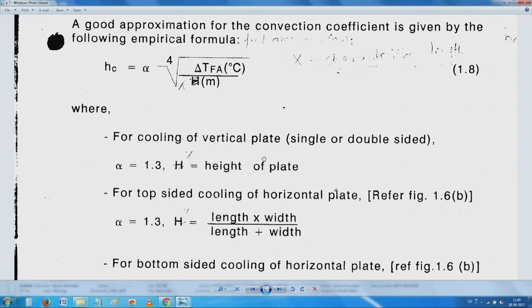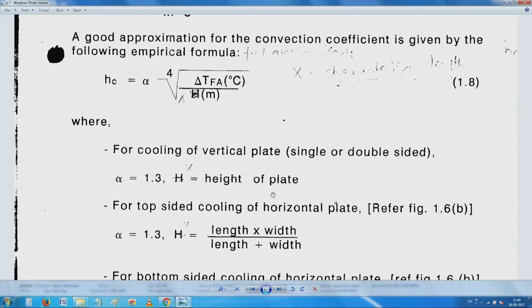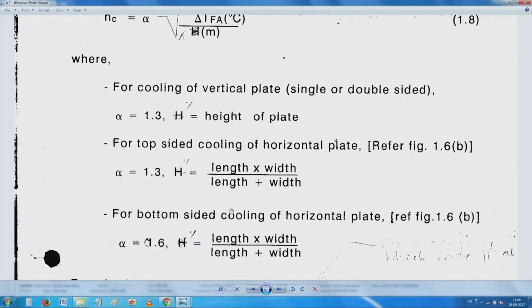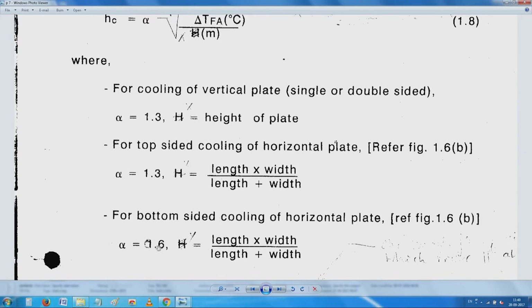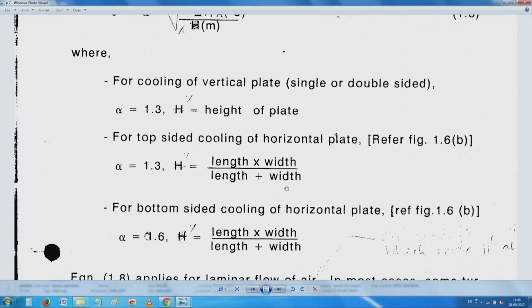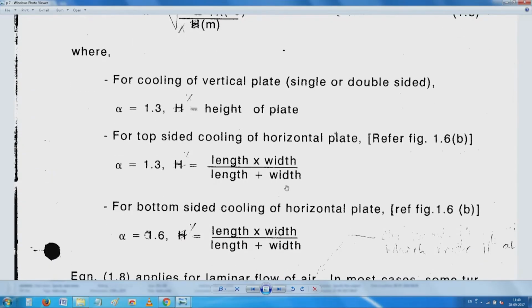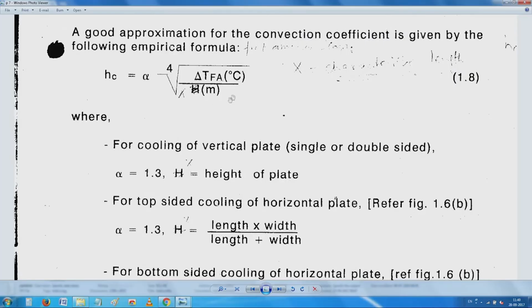Understood, no? They have given here alpha is equal to, in the case of a vertical plate, and then this should of course be bottom sided cooling, how much should it be, and top sided cooling, and how much, it should be 0.6, there is a mistake. These things, partly due to understanding of the physics, partly out of experimentation, they have got into these beautiful figures.